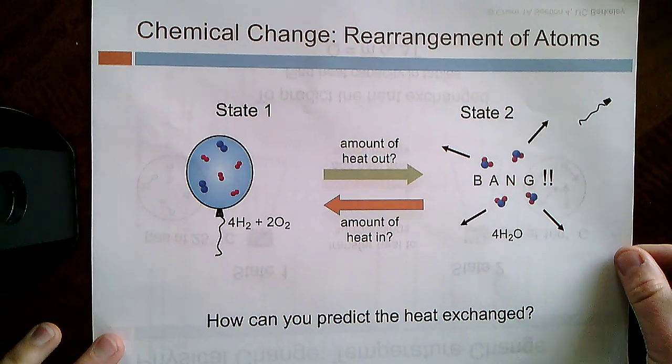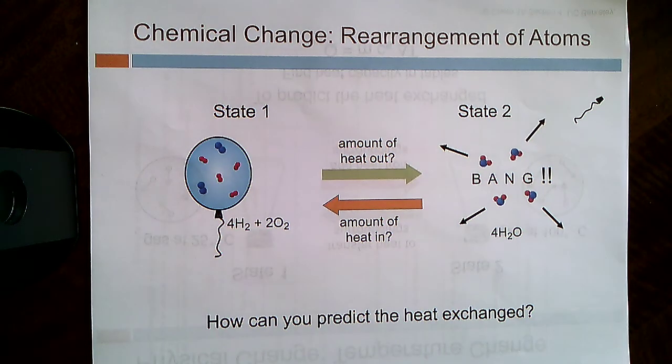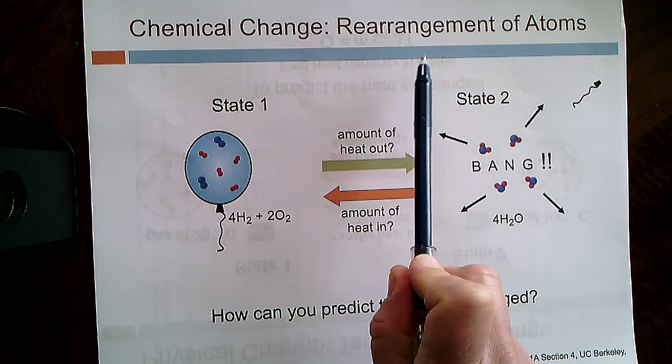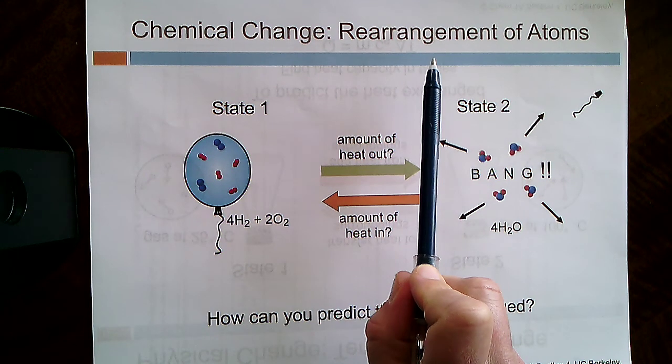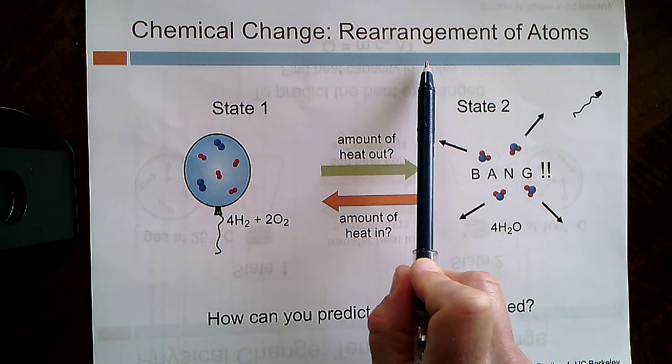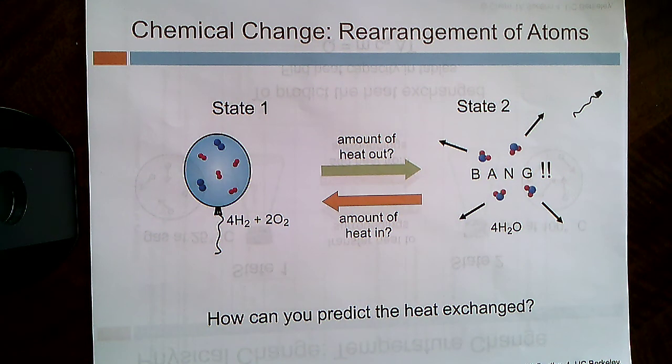Today's lecture is going to focus on chemical changes and predicting the heat exchanged during chemical changes. And the thing to remember is that chemical changes are a result of rearranging atoms, or in other words, changing bonding.